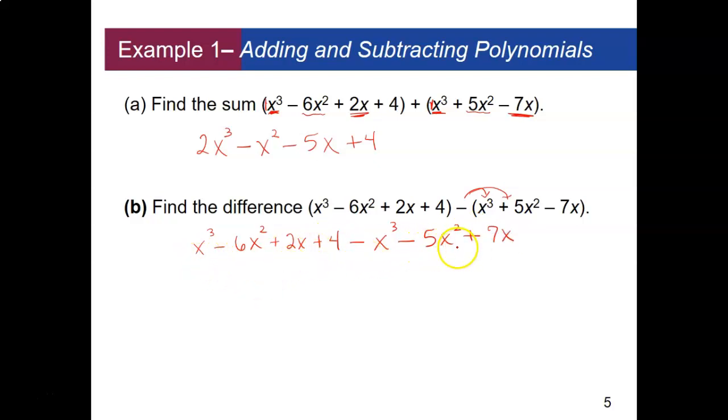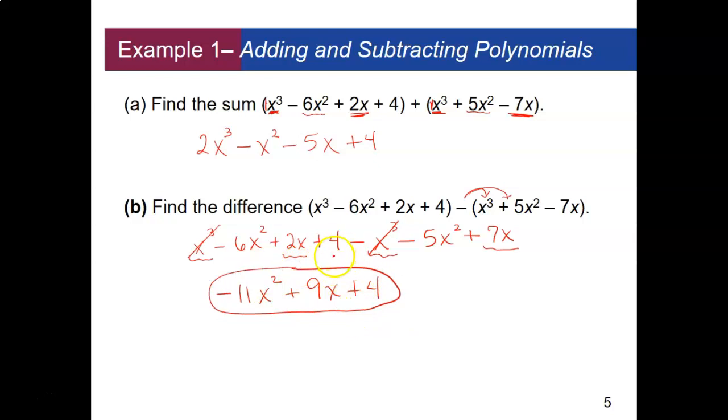Now that I've distributed the negative through, I can go through and combine like terms. So if I have a positive and a negative x to the third, those are actually going to cancel out. Here I have a negative 6x squared and a negative 5x squared, which will give me negative 11x squared. I have a 2x and a 7x, which is going to give me a 9x, and then I still have the 4 that doesn't have anything to combine with it. Okay, so this would be my answer for this one.